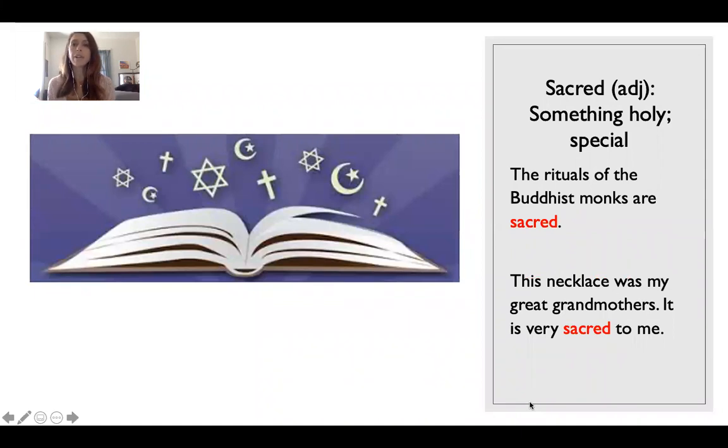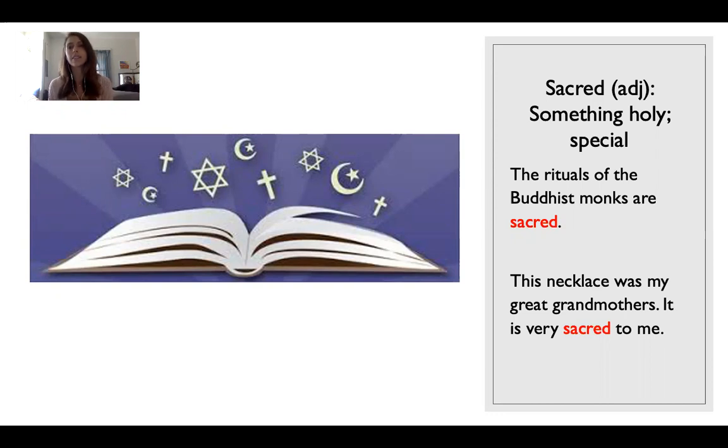Our second vocabulary word is sacred. This is not secret, it is sacred. Sacred is an adjective. It means something holy or very special. Now, traditionally, sacred is a religious word. We use sacred when we talk about beliefs or traditions or rituals. But nowadays, since people are becoming less and less religious, it has taken on a quality of just something very special.